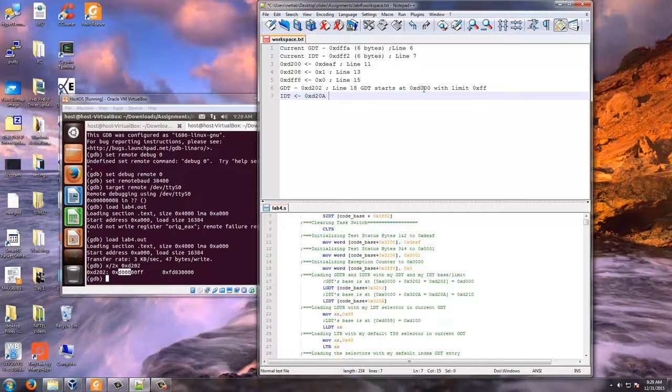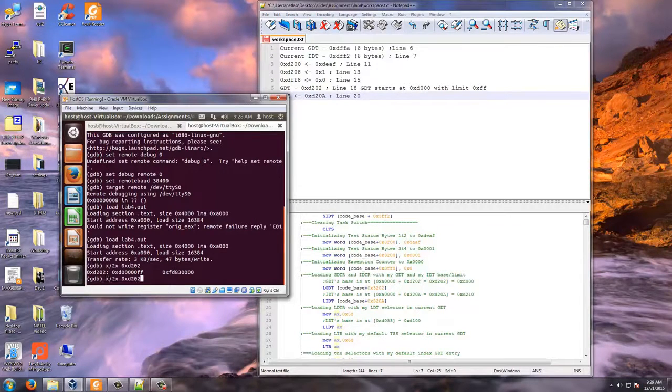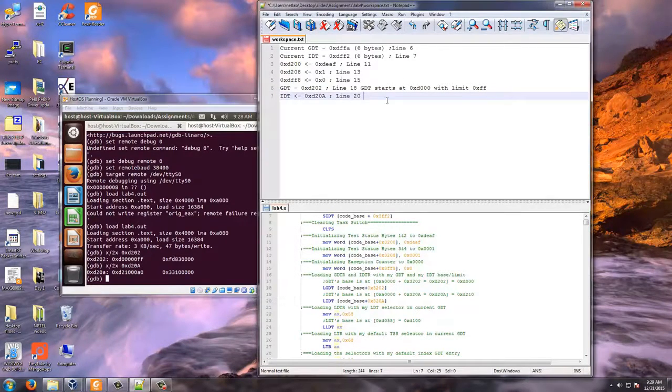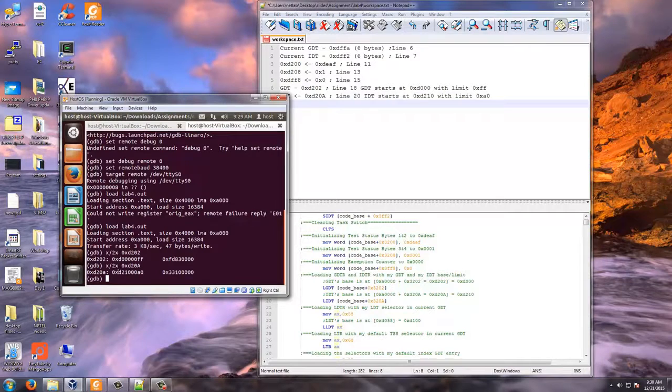Okay. Now similarly, your IDT is loaded with 0xD20A. This is by line 20. So let us see what is there at that point. So it starts at D210, IDT starts at 0x D210 with limit 0x A0. Please see here. So D2 0 0 0 0, D210 is the base and 0 0 A0 is the limit.